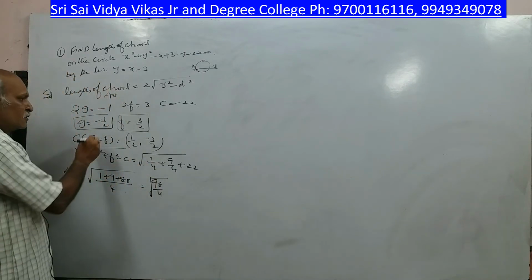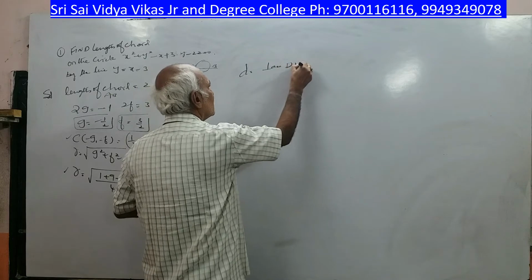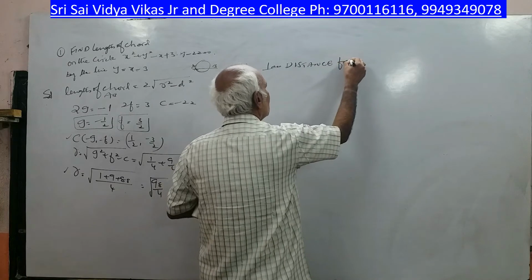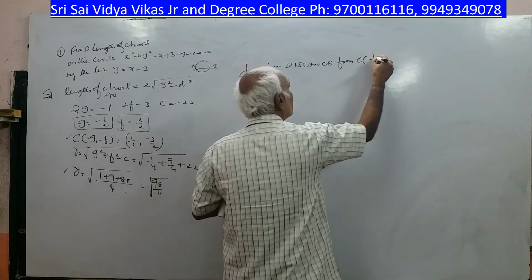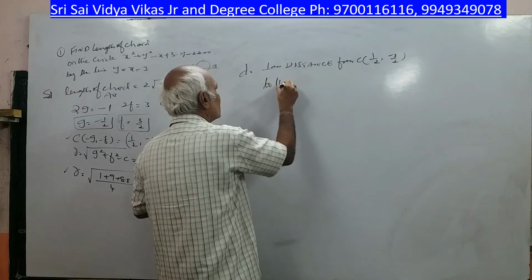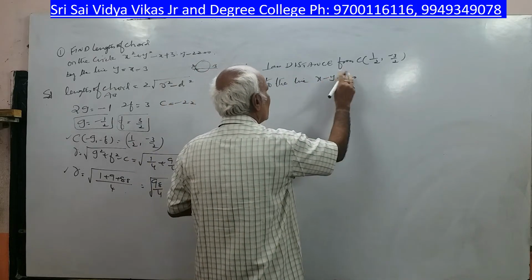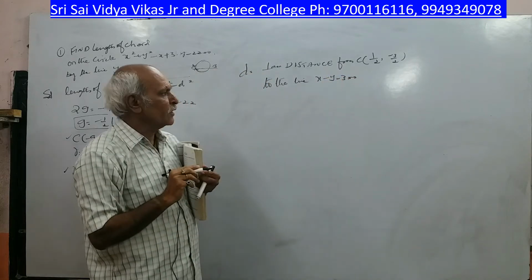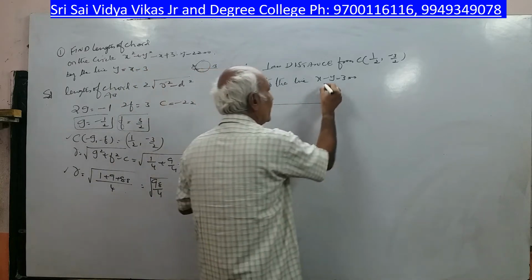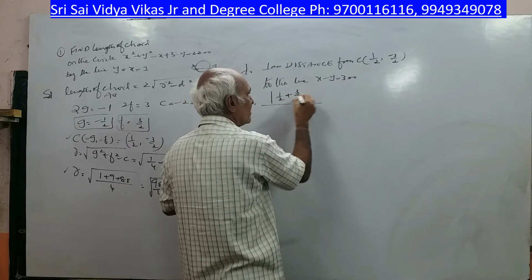Now we got r value, we got center. Now d is equal to the perpendicular distance from the center, 1 by 2 comma minus 3 by 2, to the line. What is the line? We write it as x minus y minus 3. Always it should be in the form x, y and constant. So d is equal to x is replaced by 1 by 2, modulus, y is replaced by minus 3 by 2, minus 3.